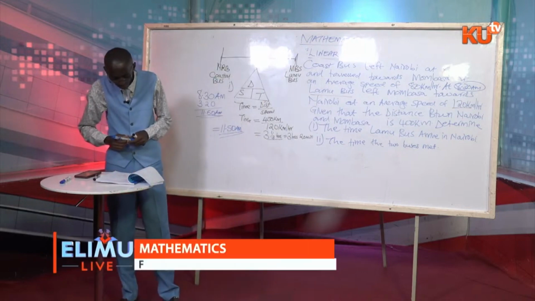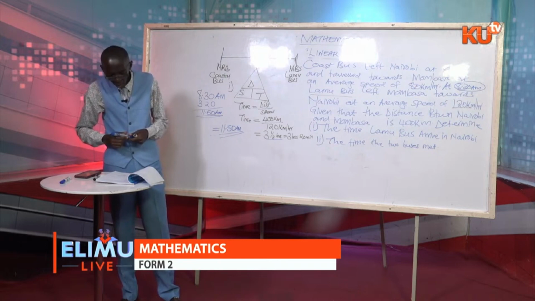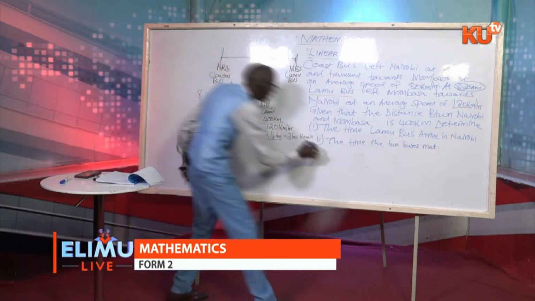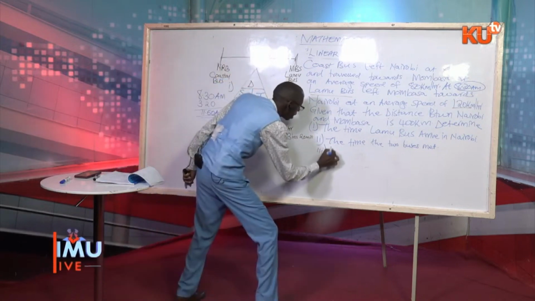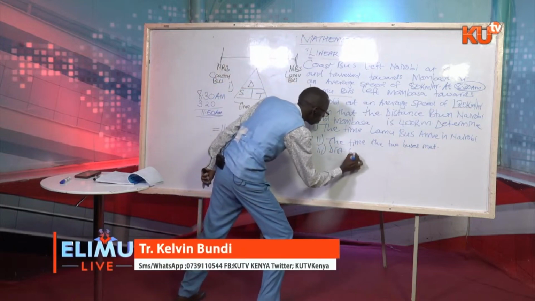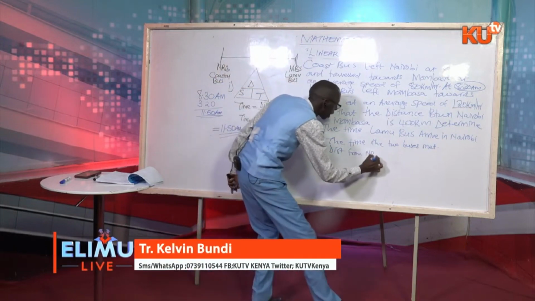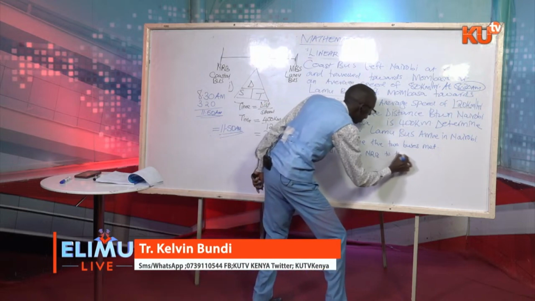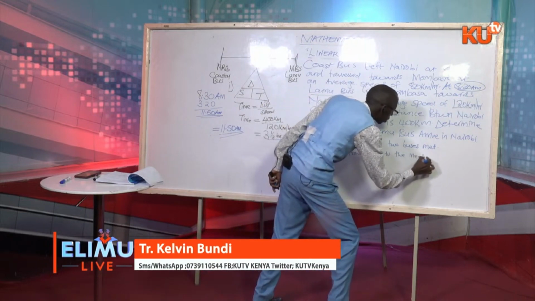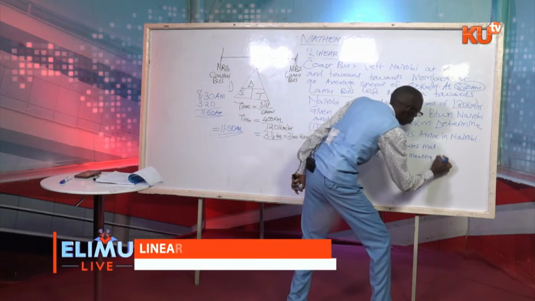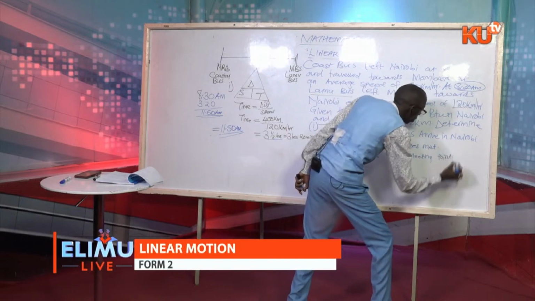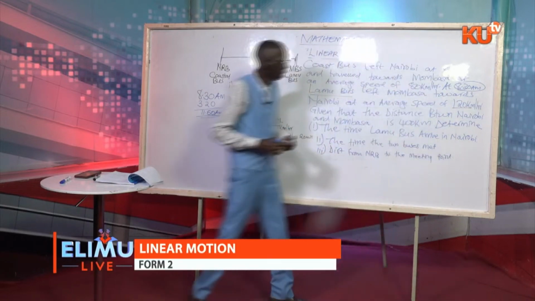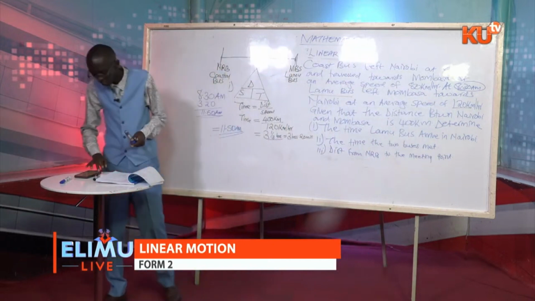And Roman 3: the distance from Nairobi to the meeting point.